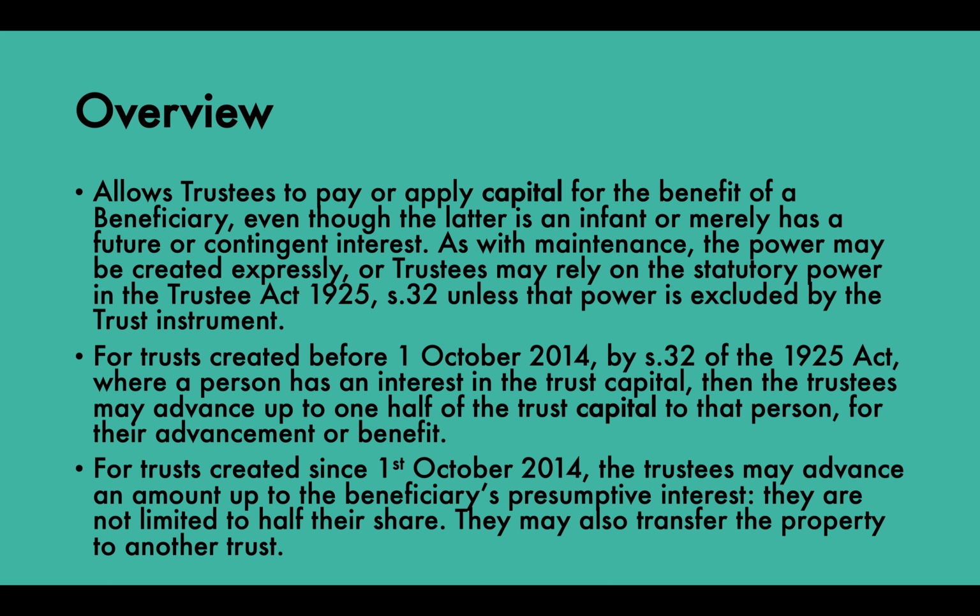They may also transfer the property to another trust. So since October 2014, they are no longer limited to only advancing half of the trust capital. It is of the discretion of the trustees to determine what amount is necessary. They can also use this, as we will see in a bit, to get around the rule against perpetuities.